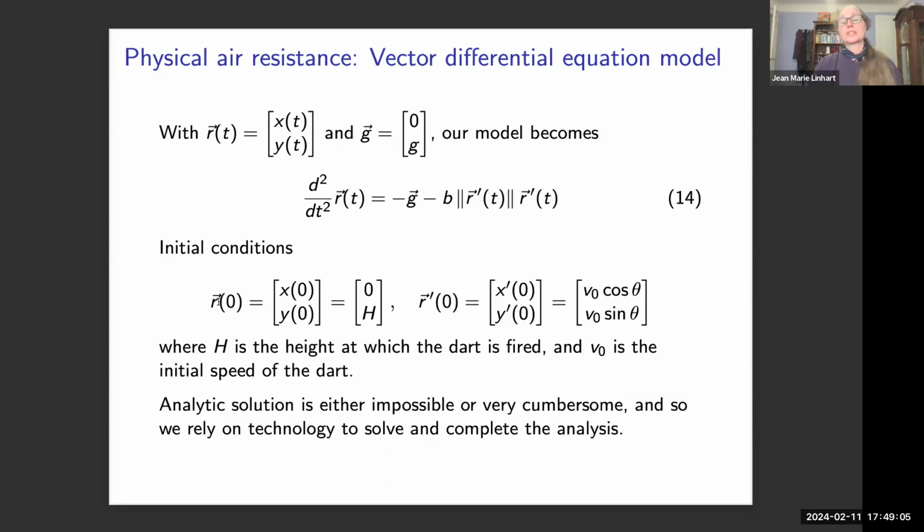So our initial conditions at time 0: x is at 0, y is at a height h. The derivative at 0, our x velocity, the velocity in x is v naught cosine theta. The y velocity is v naught sine theta. H is the height at which the dart is fired.